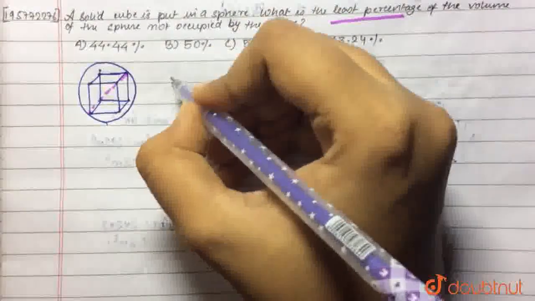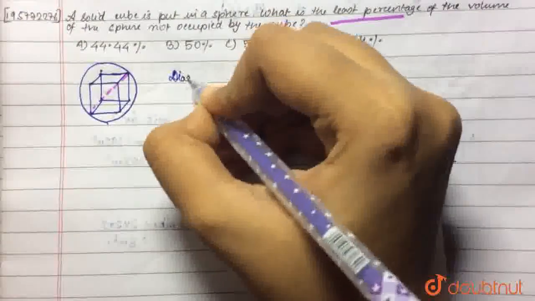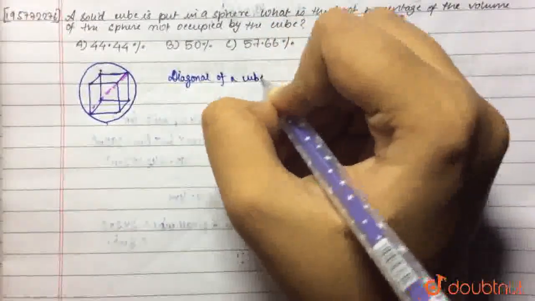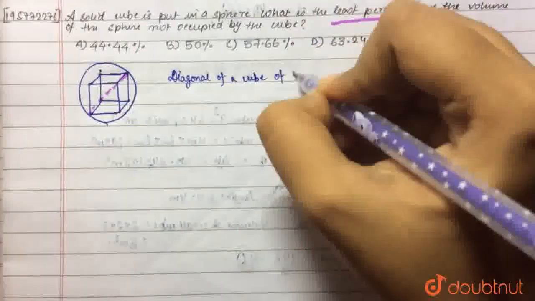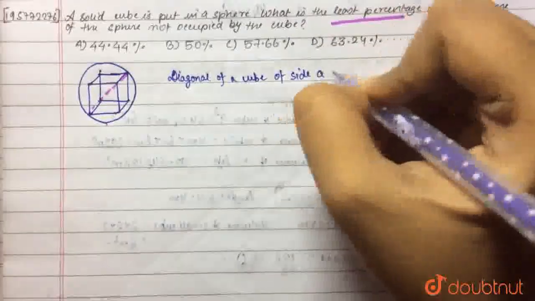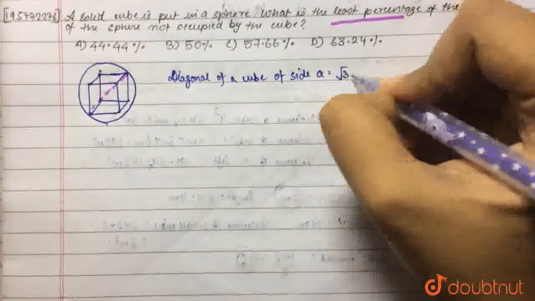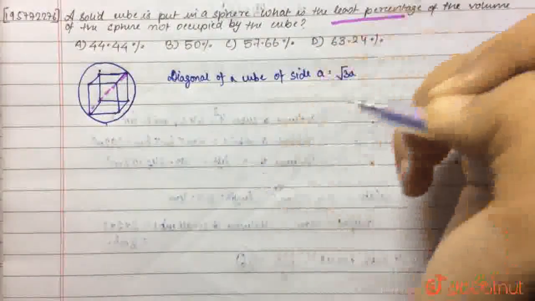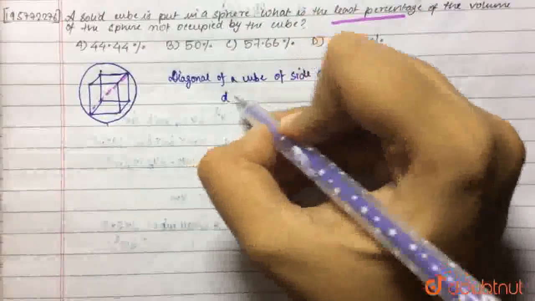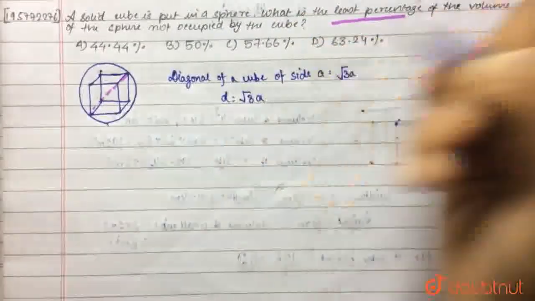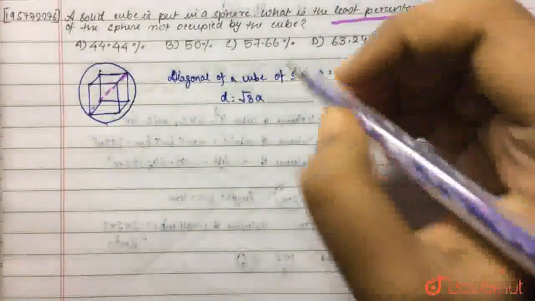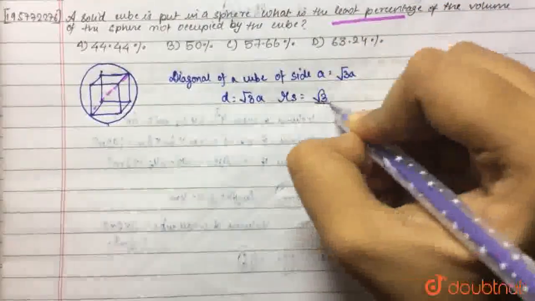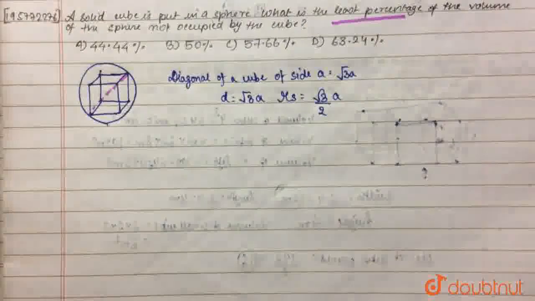Now the diagonal of a cube of side a is root 3a, right? So now that will be the diameter of the sphere as well. So diameter will be root 3a, correct? So the radius of the sphere, r_s, will be root 3 by 2 into a, right?